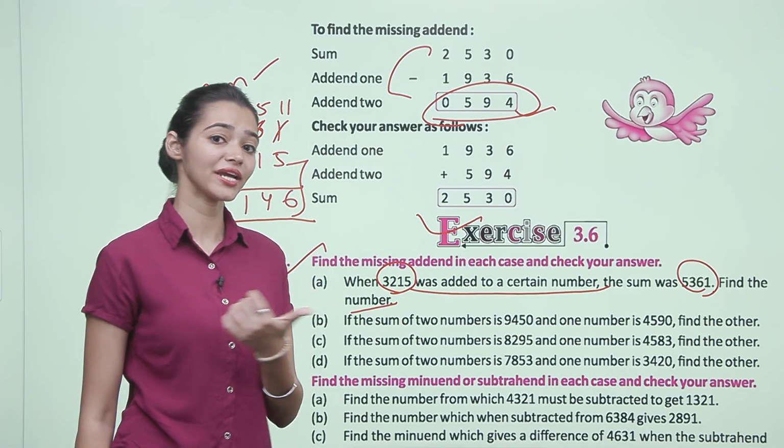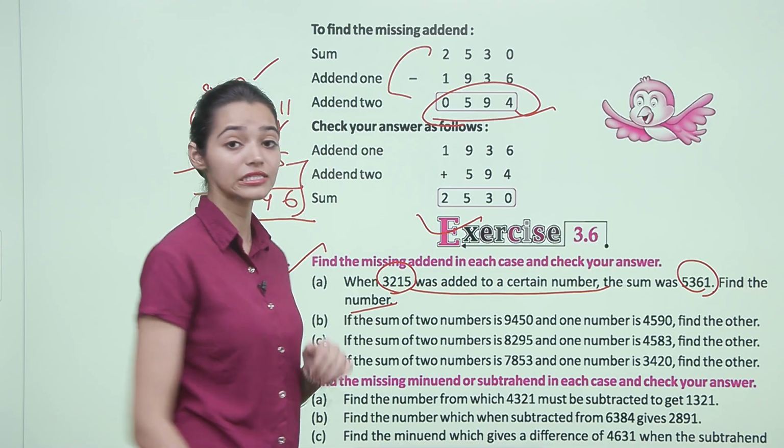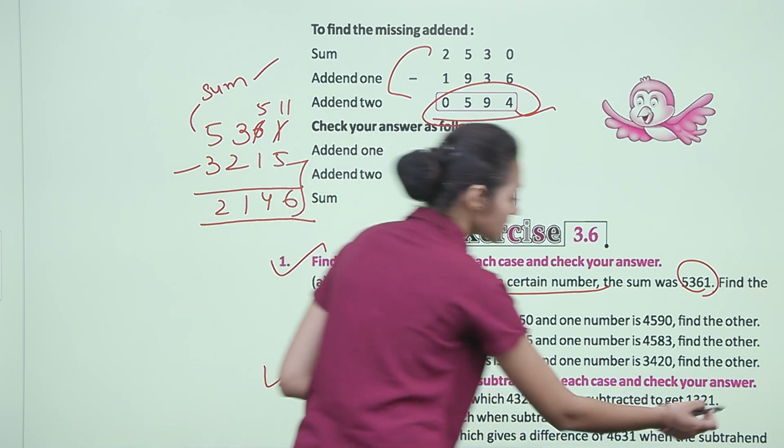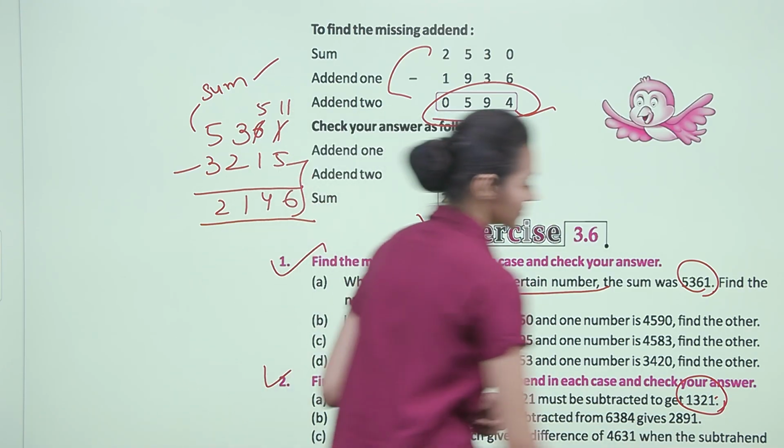Here you have to find the minuend and subtrahend and then again check your answer. That means you will add both the numbers, and if your answer is this, that means your answer is correct.